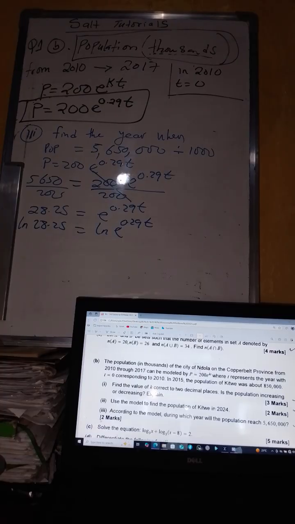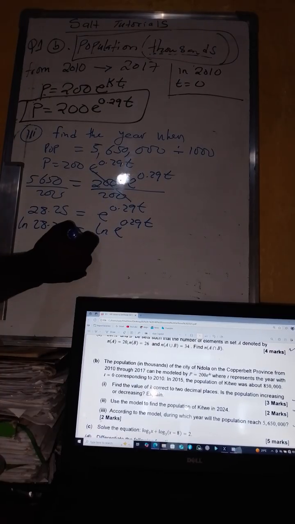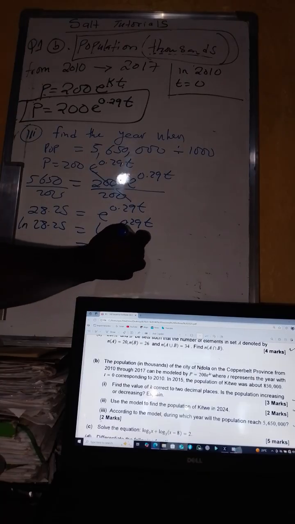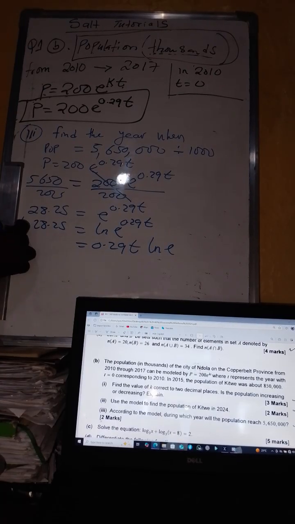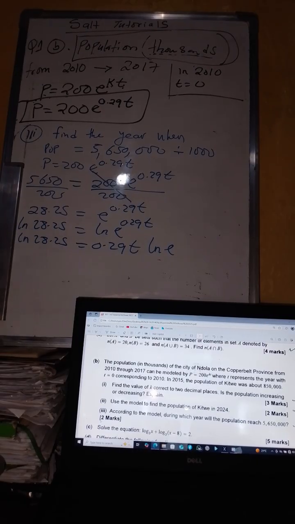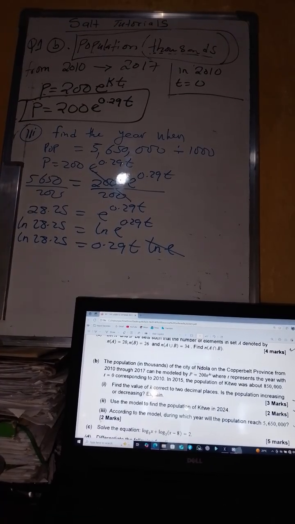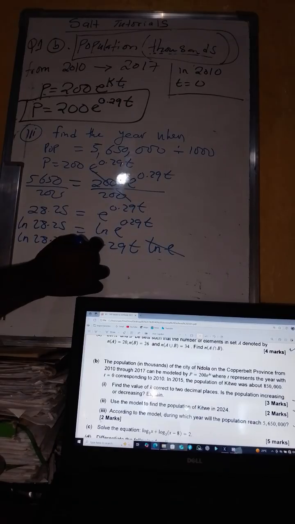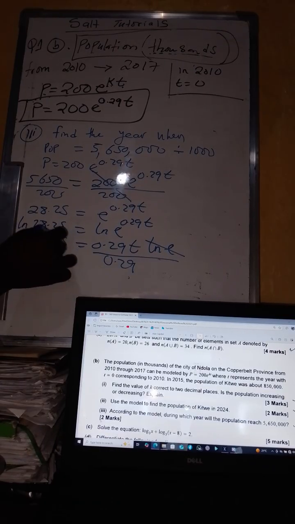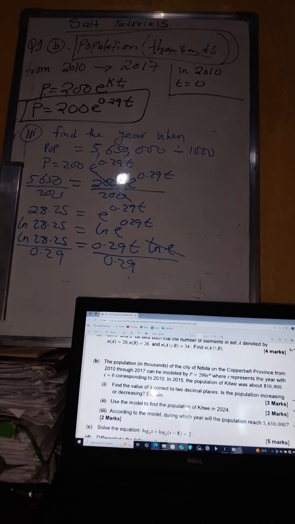So that, according to the power rule, this will drop. We're going to have 0.29t natural log of e. This side we still have the natural log of 28.25. So this is still a 1. Natural log of e is 1. So what do we do? Divide both sides by 0.29. Even this side, 0.29. So if we say the natural log of this divided by 0.29, we are going to have something approximately.